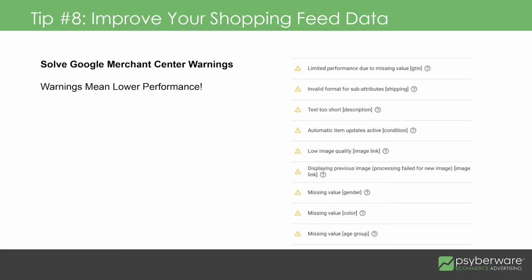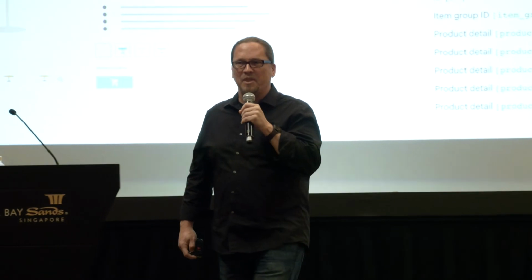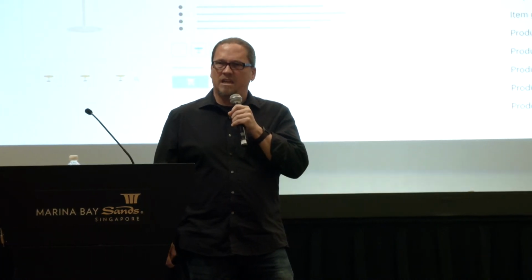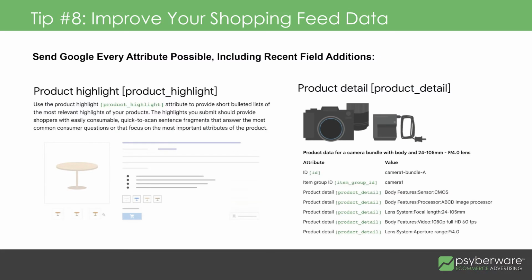And finally, I'll just say, shopping feeds oftentimes are stagnant. We make them, we set them up, they work, and then we don't touch them again for years. But the Google shopping feed changes every year. So here are two fields that Google added to the shopping feeds, I think in 2020, 2 years ago. And most merchants don't implement these yet. Product detail and product highlights.